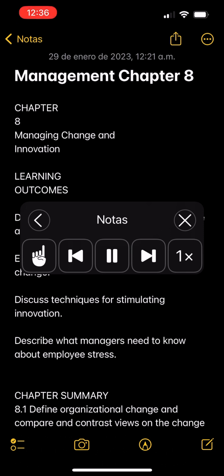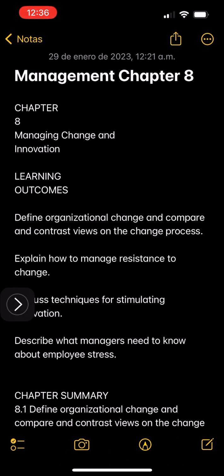Management Chapter 8. Chapter 8 Managing Change and Innovation. Learning Outcomes. Define organizational change and compare and contrast views on the change process. Explain how to manage resistance to change. Discuss techniques for stimulating innovation. Describe what managers need to know about employee stress.